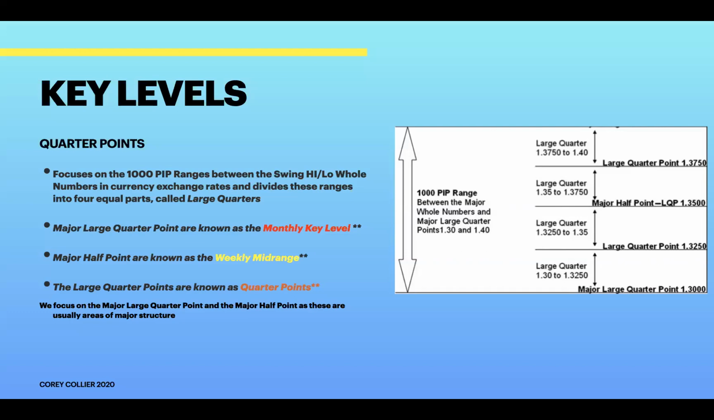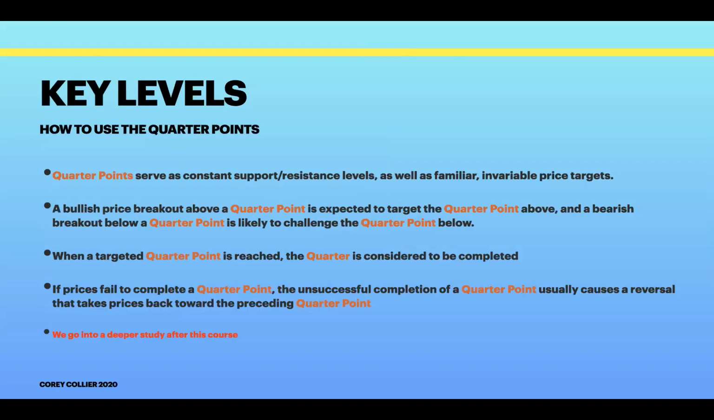We only focus on the major, okay? And the major half point, as these are usually areas of major structure. Now, the large quarter point and the quarter points, if you guys want to mark that up, be my guest. It won't hurt you. But we only focus on the major. Okay, so how do we use this to your advantage, right? The quarter points serve as constant support and resistance levels, as well as familiar and variable price targets. So you have 2 things off of these levels already: possible entries and possible price targets, take profits, right?